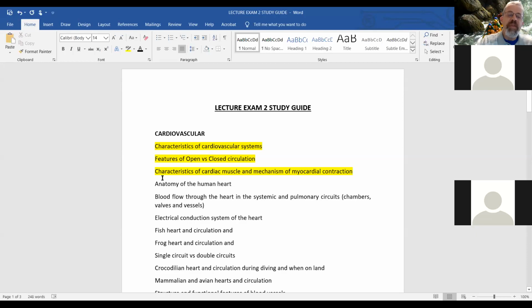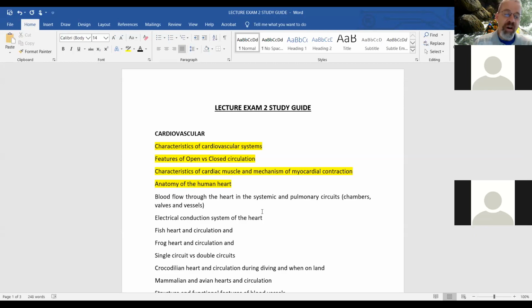We then spoke about the anatomy, specifically of the human heart. Even though it's obviously the most evolutionary advanced, I figured I would just kind of start with it because that's what we're all familiar with. And remember, the human heart consists of 4 chambers. You should know the names of the chambers. You should know the names of the valves. You should know the names of the vessels that go to and from the heart.